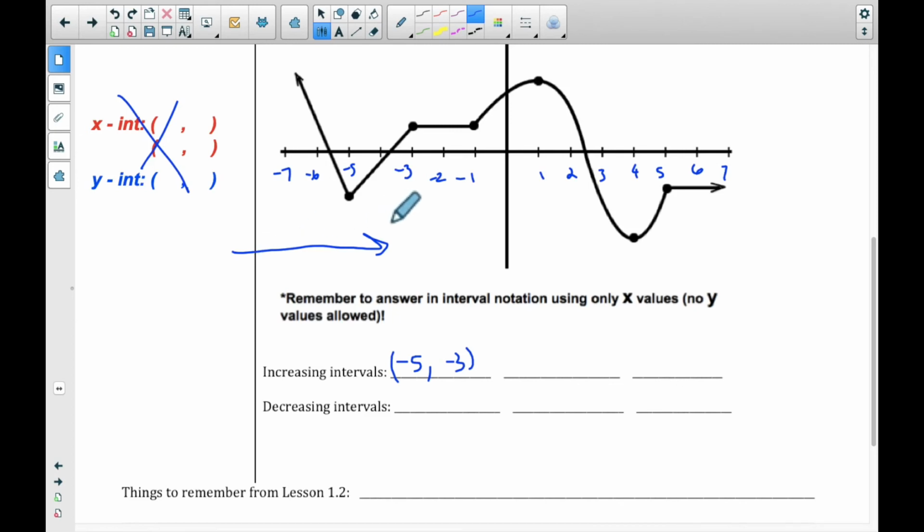So from -5 to -3, that's the first place I see that this is going up. So -5 to -3, it's going up. Where else is it going up? Well, I'm going to keep going over from -1 to +1. It appears to be going up. And this little spot from 4 to 5, it's also going up.